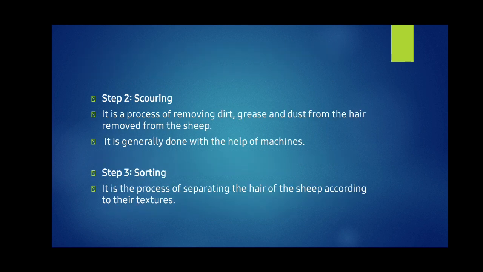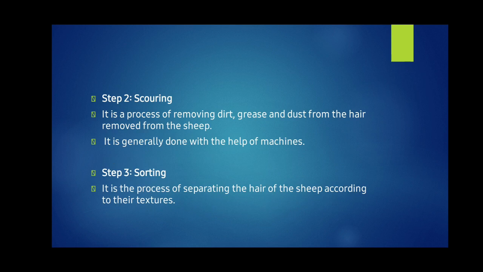Next, scouring. It is a process of removing dirt, grease and dust from the hair removed from the sheep, because generally sheep move around and graze at different places, so some dirt may stick to it, so we have to clean that. The cleaning process is known as scouring. It is generally done with the help of machines.